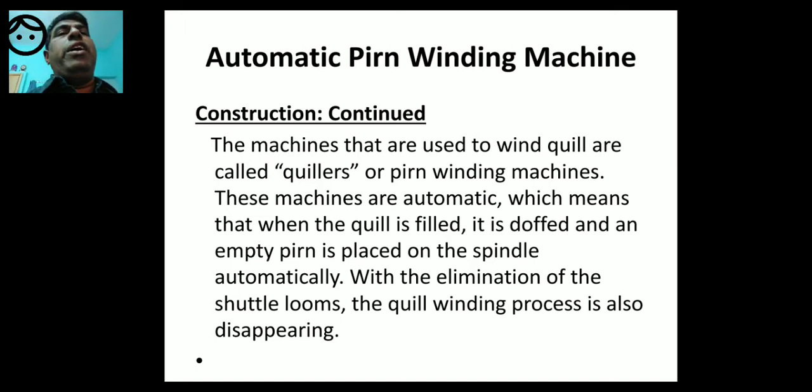But in India, where the average textile industrialist cannot pay for large shuttleless looms, shuttle looms are still running. So pun winding is still running, but where there are shuttleless looms, the automatic pun winding is eliminated. Pun winding is eliminated.